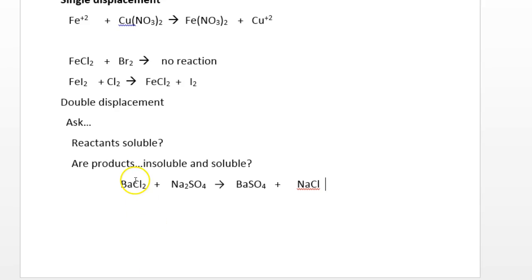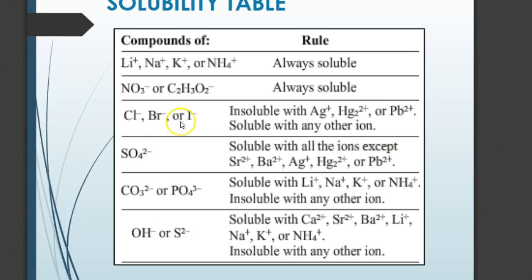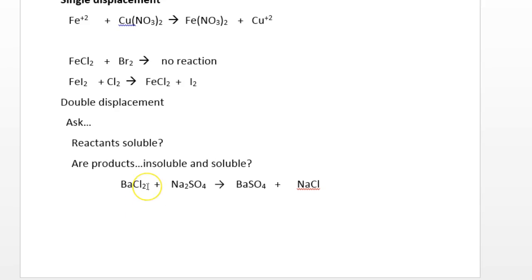And then so we look at barium chloride. So chlorine soluble with, I don't see barium, it says soluble with any, so they are soluble. So we could put on this one AQ. So that fits our first requirement. So the first reactant is soluble, and that's our first question. These both have to be soluble.